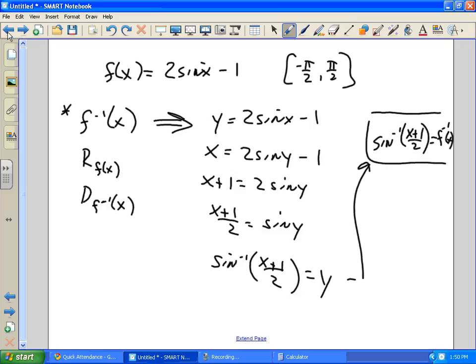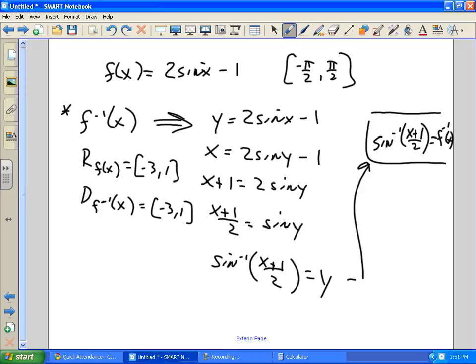So the range is from -3 to 1. What is the domain of the inverse? The range, which would be? Exactly. And we've answered the question. That is good stuff.